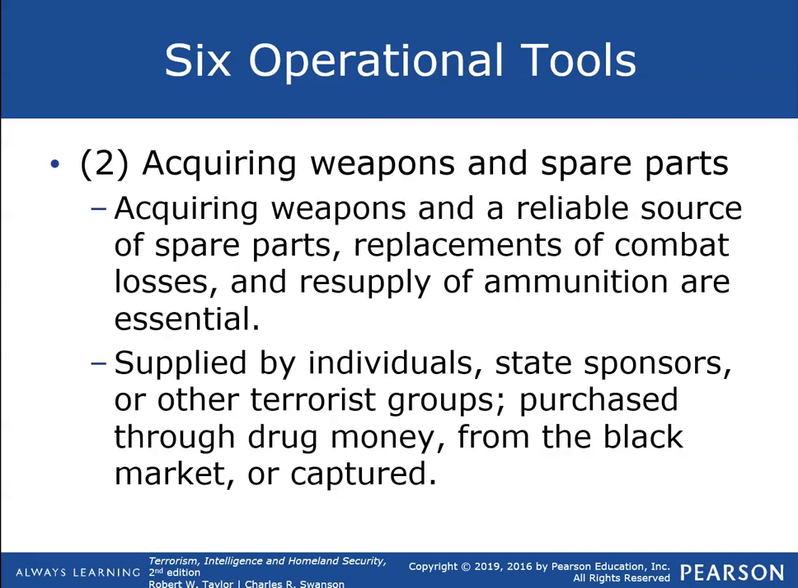And then here's the second operational tool, acquiring weapons. So acquiring weapons and a reliable source of spare parts, replacements of combat losses, and resupply of ammunition are essential. Supplied by individuals, state sponsors, or other terrorist groups, or purchased through drug money off the black market, or these types of weapons or even spare parts are basically acquired through individuals that are captured, or weapons caches that are actually taken over or captured.